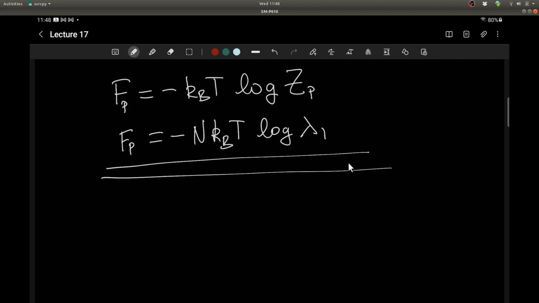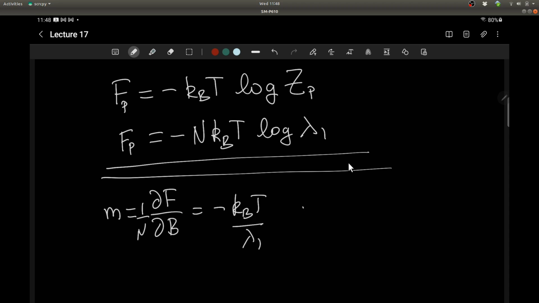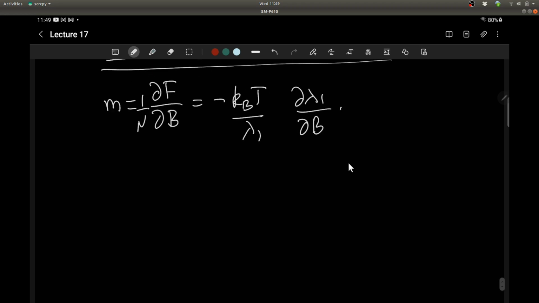Then magnetization. What is magnetization? It is m equal to minus df by dB. So that would be 1 by n, we have to remove the n for one magnetic thing, so that would be derivative with respect to B. That would be minus kBT by lambda 1 times d lambda 1 by dB.